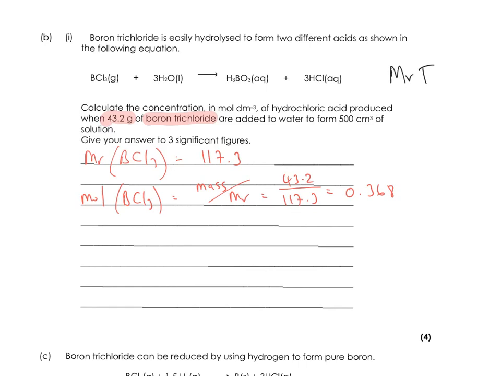Now we can do the ratio, and the ratio of the boron trichloride to the hydrochloric acid is 1:3. So therefore the moles of the hydrochloric acid will equal 0.368 multiplied by 3, which equals 1.105. Then we've got to do the appropriate triangle. So we're trying to work out the concentration. We've got to go back to our question and look at what we're trying to work out. So working out the concentration of the hydrochloric acid.